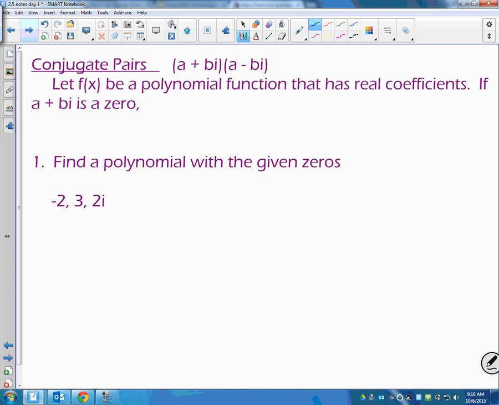Conjugate pairs, we just talked about the imaginary zero. I didn't make you write anything here. But if you have one imaginary zero, its conjugate also has to be a zero. Otherwise, you would have i's in your problem, right? So it just says if f of x is a polynomial function that has real coefficients, and a plus bi is a zero, then its conjugate also has to be a zero. That's the only way the i's will go away, is if you multiply by the conjugate.